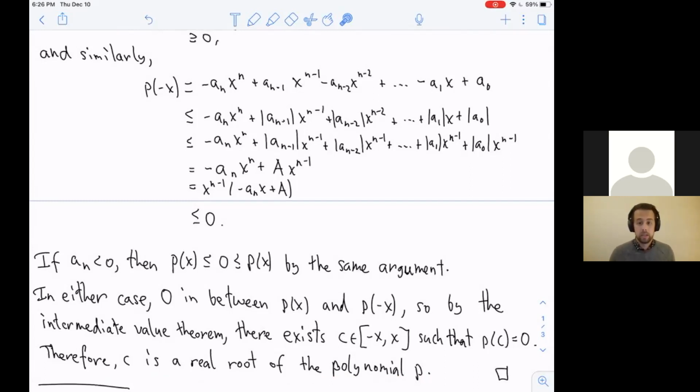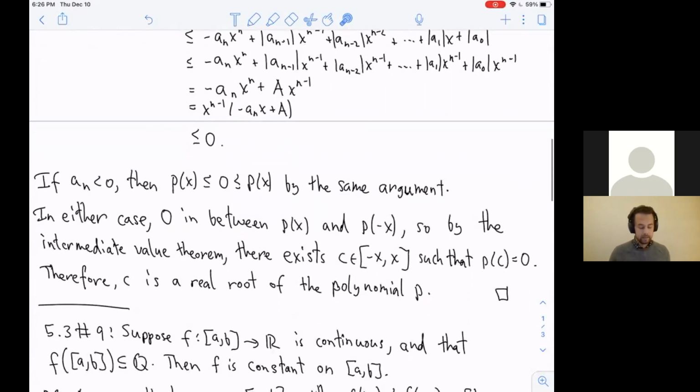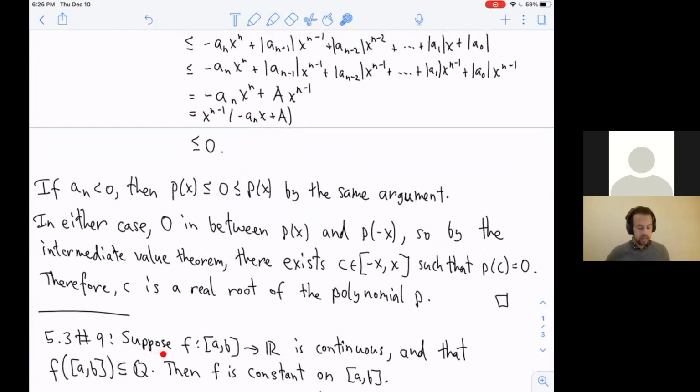Okay, our second problem is much quicker, but we also use the intermediate value theorem in kind of a slick way, I think. So this is problem number 9. Let's suppose that f is a function from some interval to the real numbers. It's continuous, we need that for IVT. And let's assume this fact: f of the whole interval is contained in Q. What do I mean by that? I mean, every output of f is a rational number. So we can't possibly put in some value and get pi or some other irrational number.